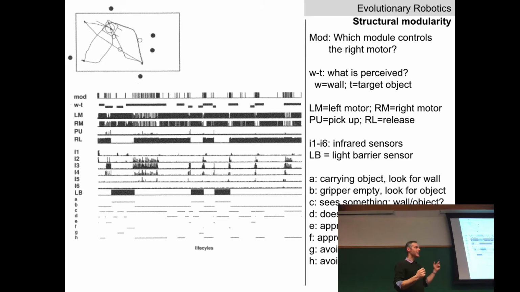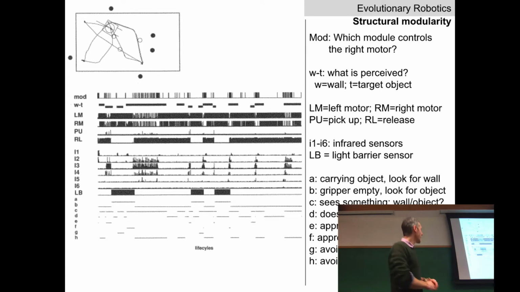So we're going to look at modular robots in a couple weeks, actually. Modular robots have not only modular brains, but also modular bodies. They can move one of their modules and not affect the movement of other parts of their body. This is not a modular robot.